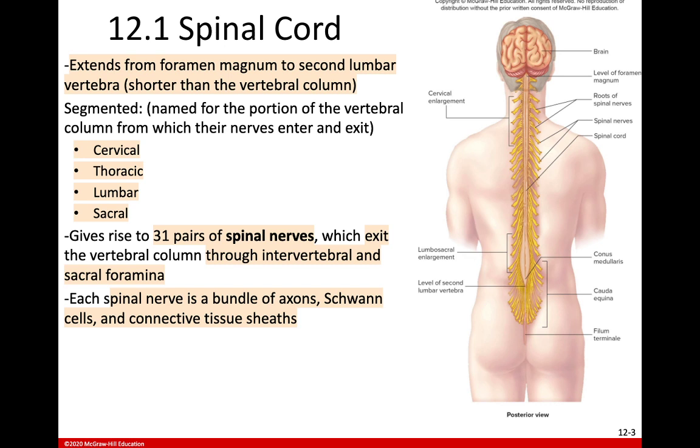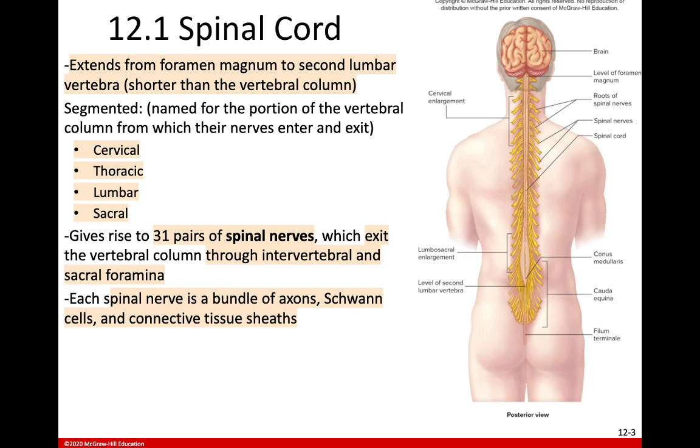Your spinal cord is segmented, and it does have similar segments and similar names as those that we use for the vertebral column. These segments of the spinal cord are named for the portion of the vertebral column where the nerves that are branching off the cord enter and exit as far as those bones.